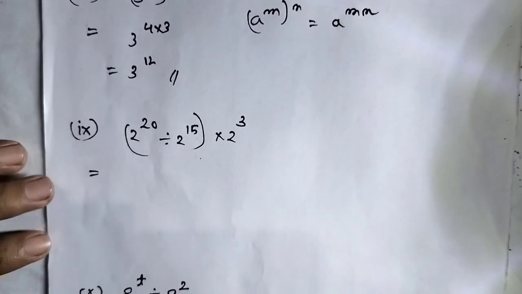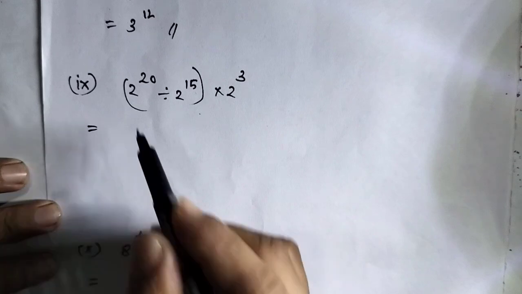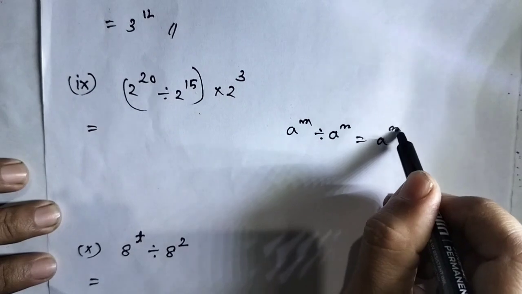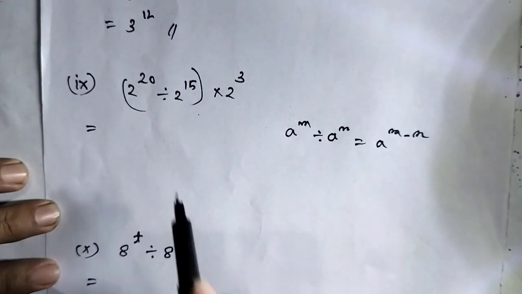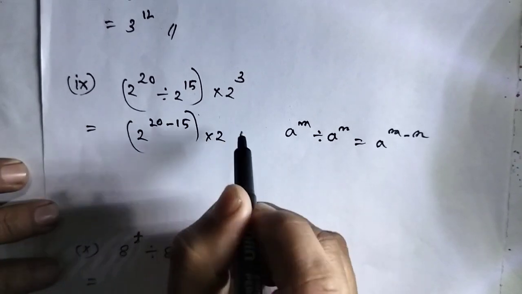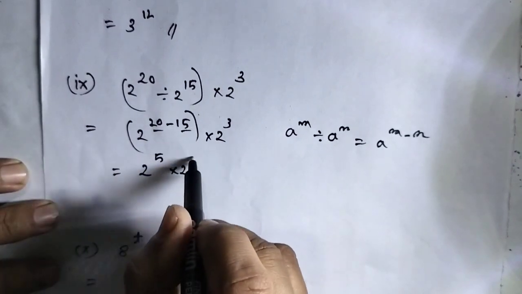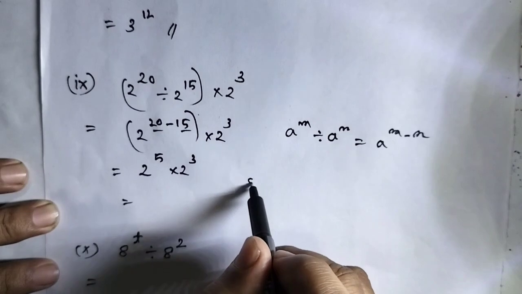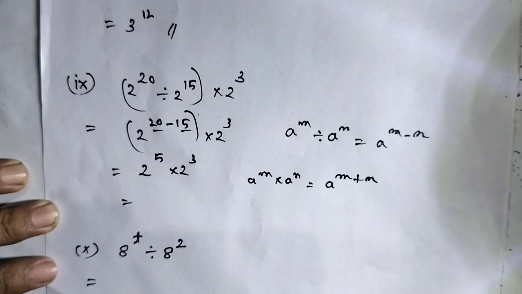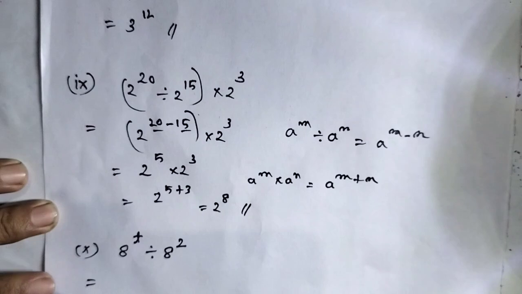Next question is 2 to the power 20 divided by 2 to the power 15, bracket, into 2 to the power 3. a to the power m divided by a to the power n is equal to a to the power m minus n. Then 2 to the power 20 minus 15 into 2 to the power 3 is equal to 2 to the power 5 into 2 to the power 3. Again, we know that a to the power m into a to the power n is equal to a to the power m plus n. Then 2 to the power 5 plus 3 is equal to 2 to the power 8.